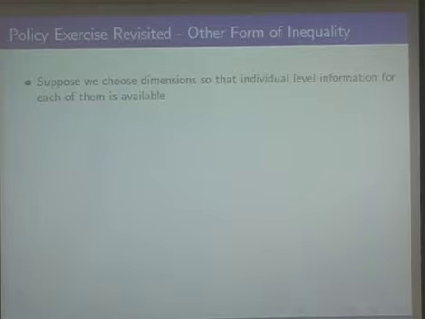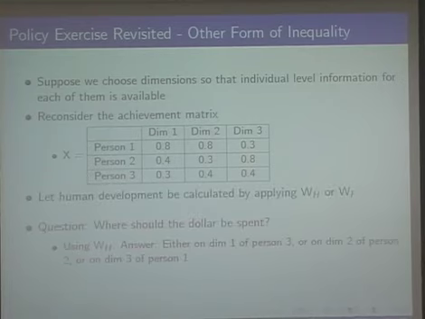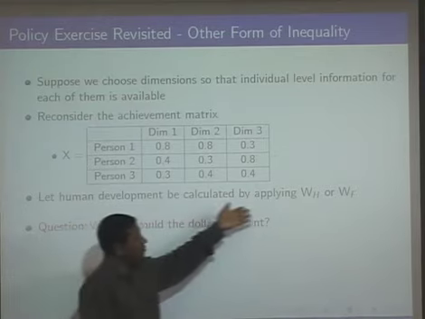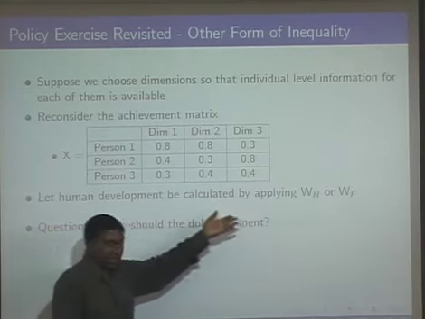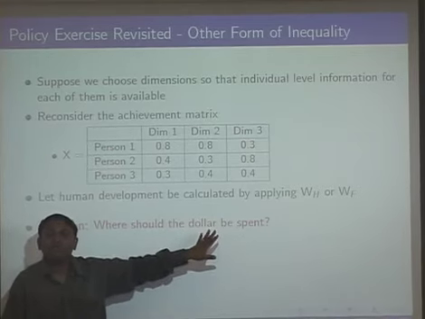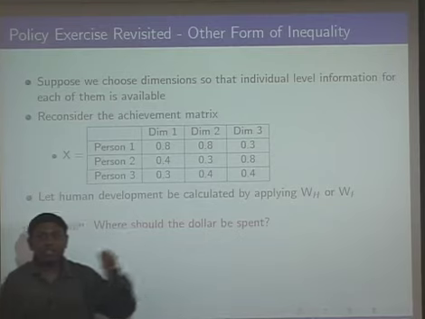Okay. So here I try to introduce the other form of inequality. Suppose we choose dimensions so that individual level information for each of them is available. So we assume here that we have individual level information available for each dimension. Somehow we have been able to do that. So reconsider the achievement matrix. Now, suppose human development is calculated by applying either the Gini index or the Foster-Lopez-Calvo-Szekely index. Okay? So I ask you the question again. Just read it as an assistance. It may not have to be dollars. It may not have to be money. It's just an assistance. So where should the assistance be spent?